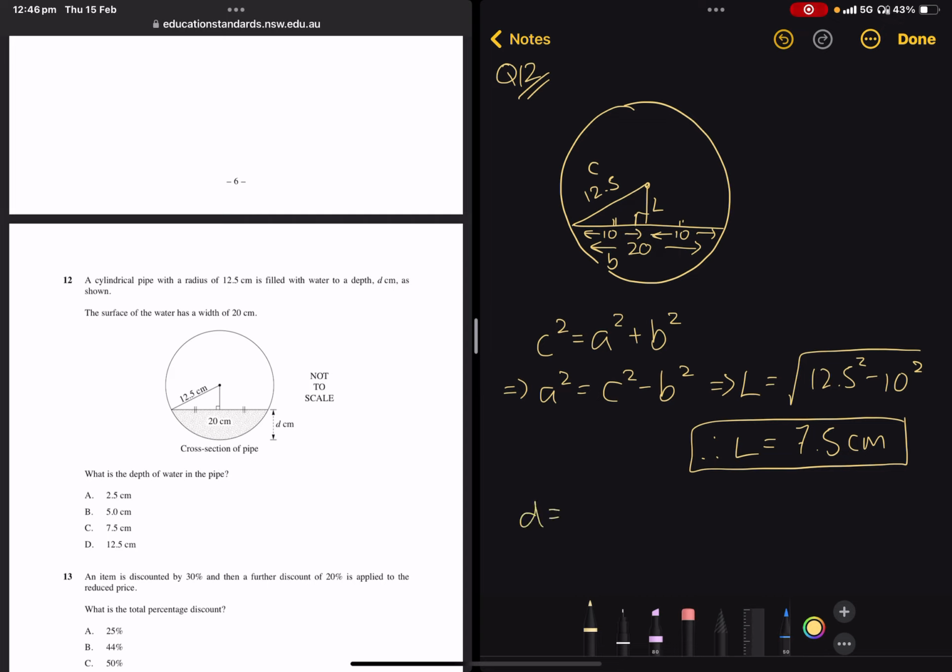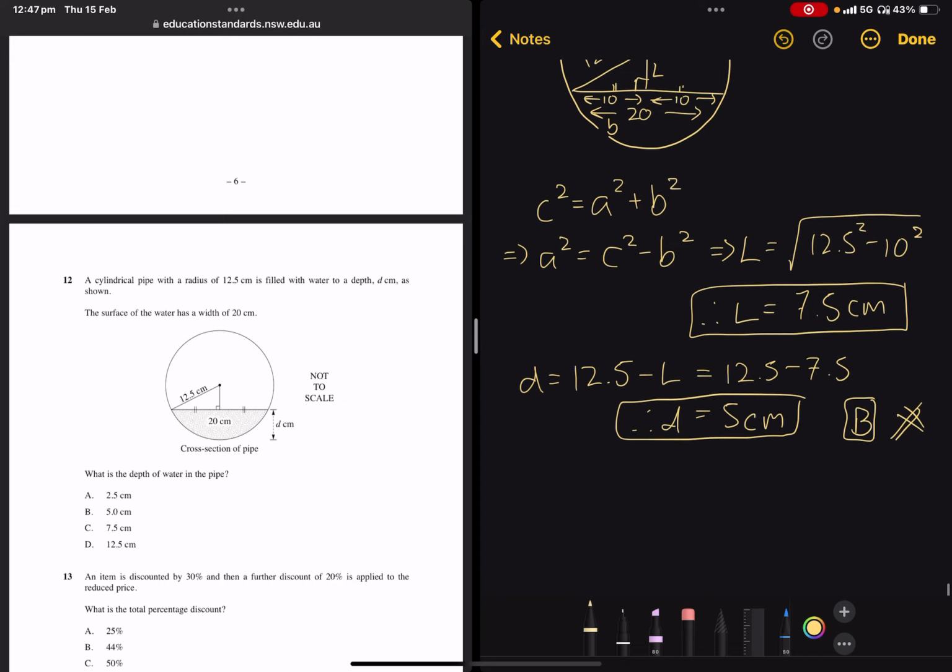The depth we know is 12.5 minus L. This is equal to 12.5 minus 7.5. So the depth is 5 centimeters. So of the possible answers, B is the one we want, and B is indeed the correct answer.